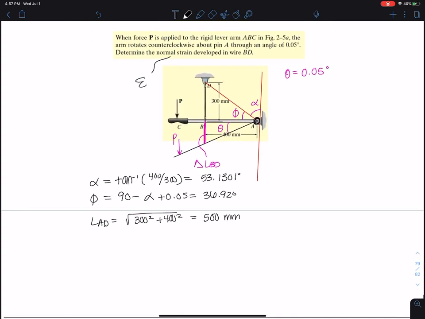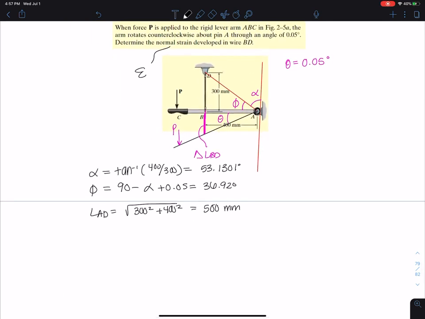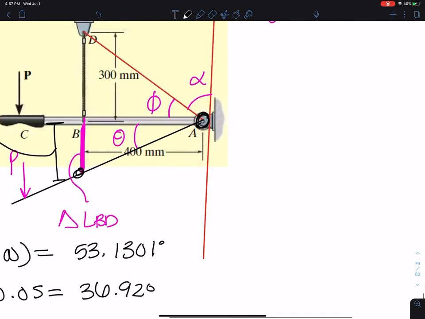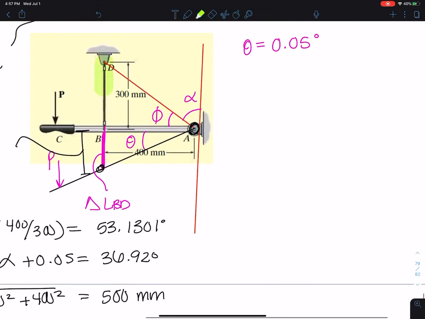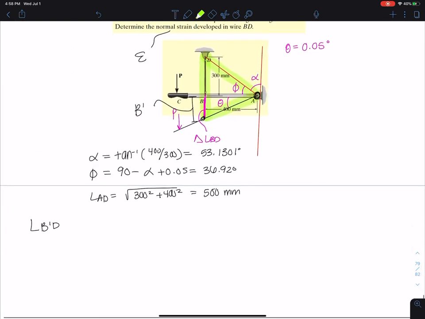And then we can apply the law of cosines if we want to find the new length. So this basically, we'll call this LB prime D. We'll call this position B prime, right? We want to find the new length, and we can use law of cosines because this is no longer a right triangle. Actually, I'll just highlight it. This triangle is no longer a right triangle, so we can't use Pythagorean theorem to find the new length, but we can use the law of cosines.